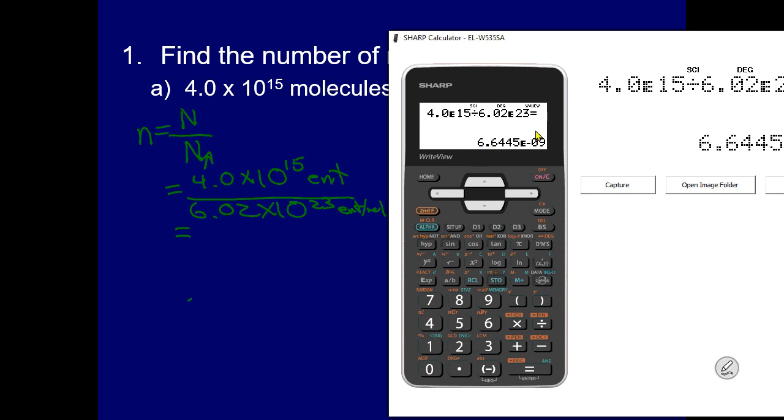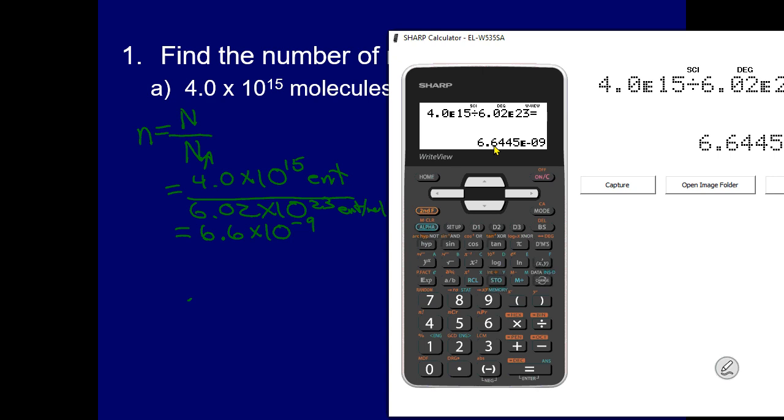In the standard notation, we couldn't see what that number was. We couldn't see the 6. That's why we had to change it. So you've got to be careful. When you see a bunch of zeros and a number at the end, you need to change your calculator into scientific notation. 6.6 times 10 to the minus 9.